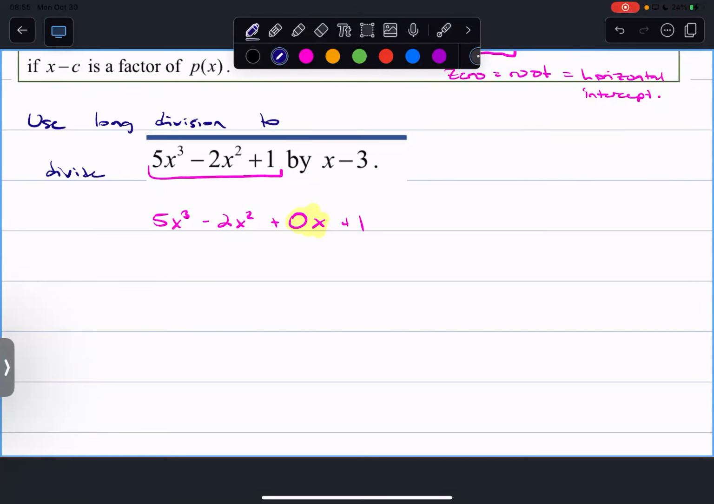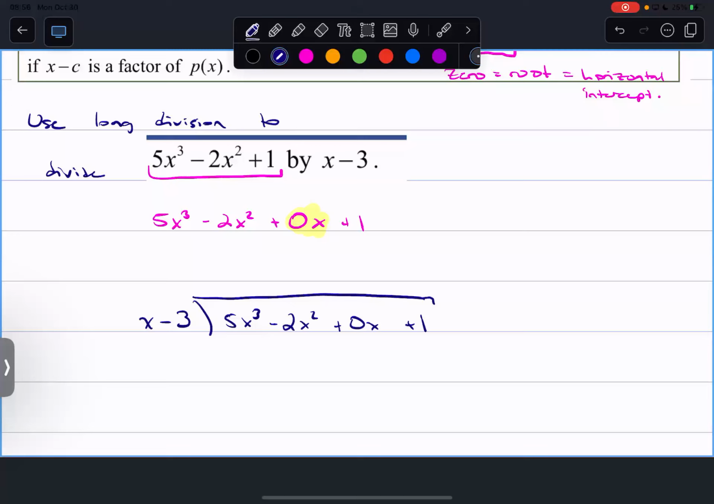Now, I think that I should give you a moment to try and do it on your own. What are you trying to do? X minus 3 dividing into 5x to the 3 minus 2x squared plus 0x plus 1. Enjoy.